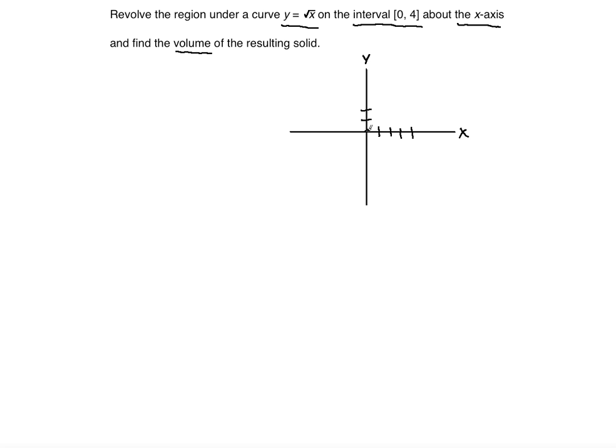Okay, so we're going to plot the points. When x is equal to 0, y is equal to 0. When x is equal to 1, y is equal to 1 as well, right? I'm just plugging values into this equation to find the y. Then for 2 we get square root of 2, for 3 we get square root of 3, and finally for 4 we get square root of 4, which is 2. So the curve is about something like that.